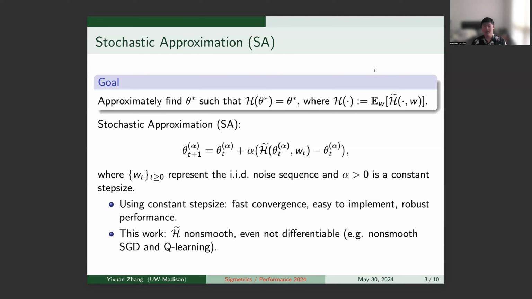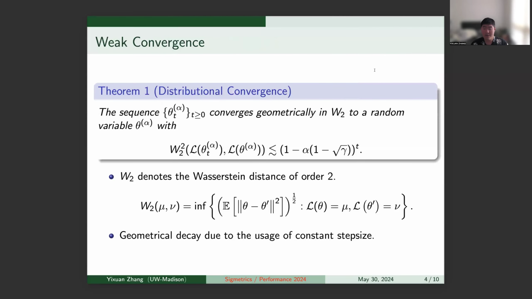We highlight that this is a very common case because there are many popular algorithms that can be reformulated as a non-smooth SA, for example, non-smooth SGD and Q-learning algorithms. Our first result tells us that the raw iterate theta t will converge to a limit random variable theta alpha in the Wasserstein distance of order 2. We highlight that, by using the constant step size, the convergence rate is geometrically fast.